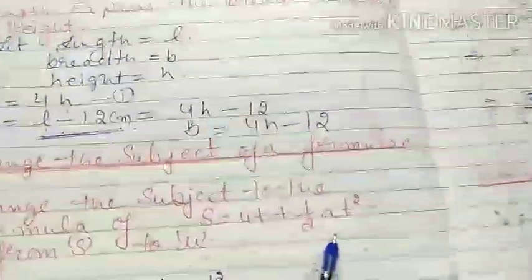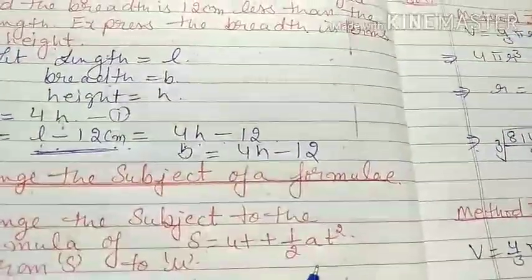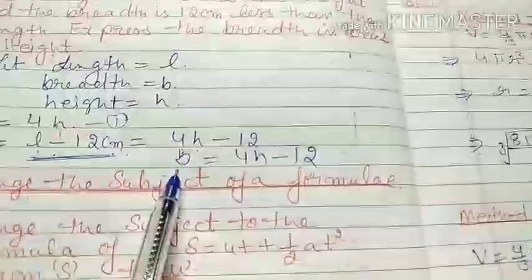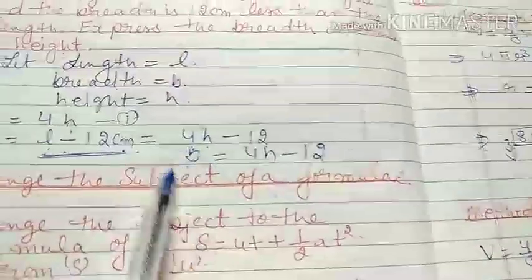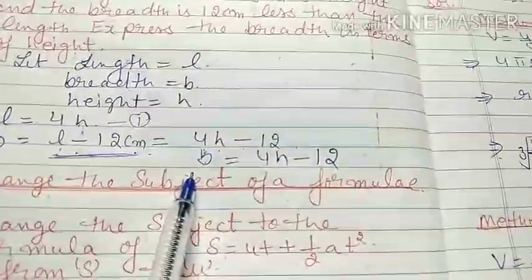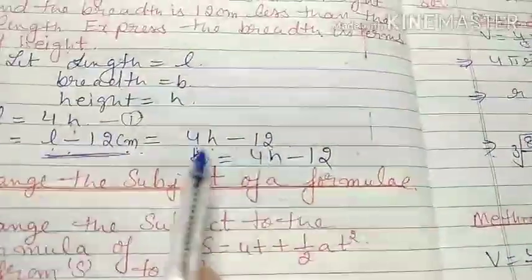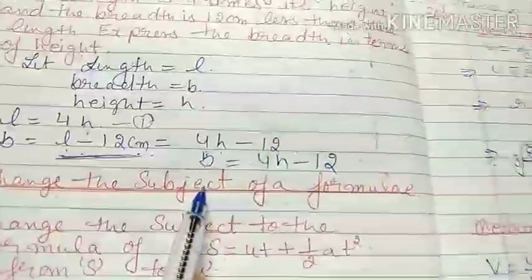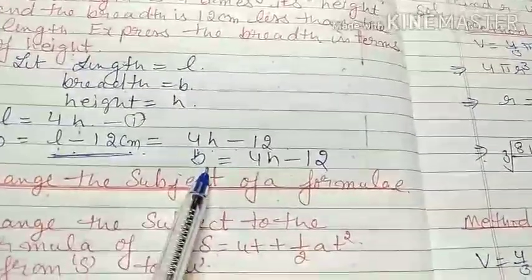Actually, what is a subject? First you must understand what a subject is. The subject of the formula is that single variable. When you make the equation, whatever single variable you keep on the left side, that is the subject of the equation. That means you are going to calculate that value. Whatever the right side value is, that is the answer for that variable. So the variable whose value you are going to find is considered the subject of the formula.